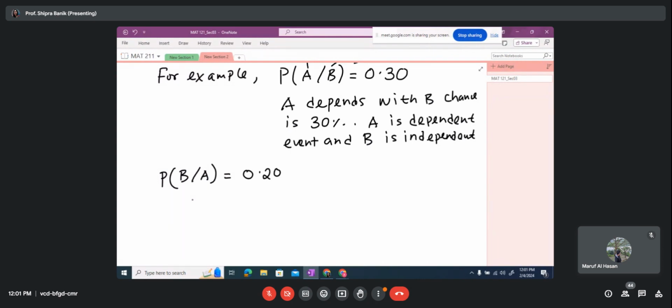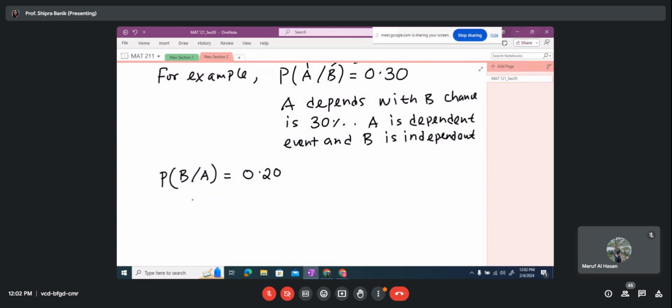B is a dependent event. You're correct. And A is an independent event, isn't it? Yes, miss, A is an independent event. So this way we understand: what is the chance B depends on A? The chance is 20%. Similarly, from the previous relation, what is the chance A depends on B? That is 30%. That means the dependence ratio, under the same experiment, shows that the dependency is more than B, isn't it?